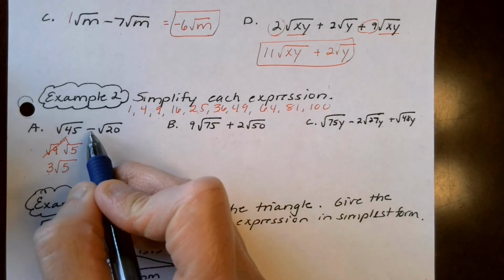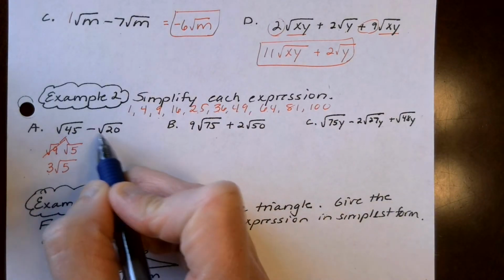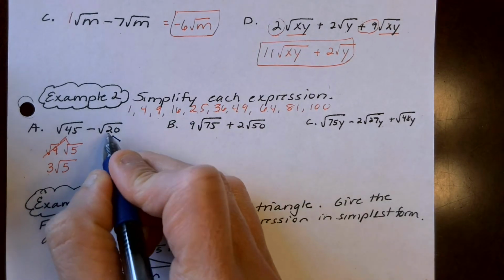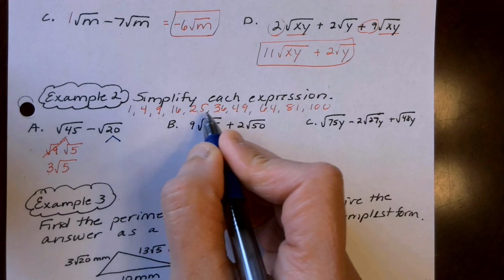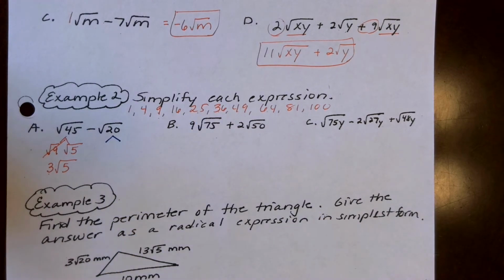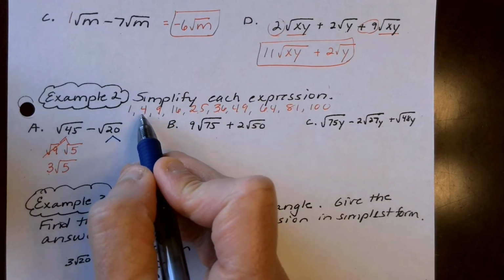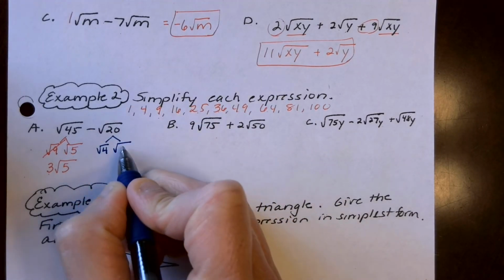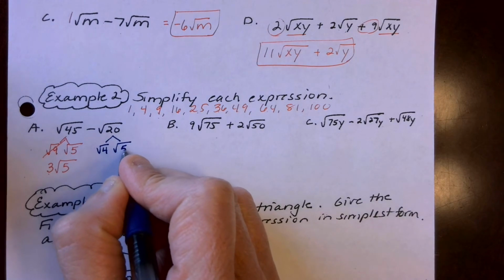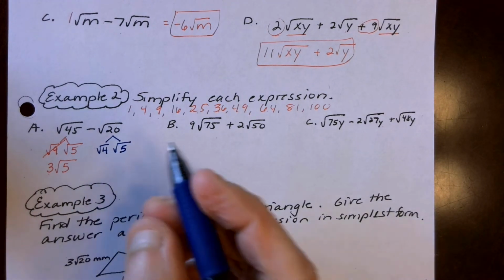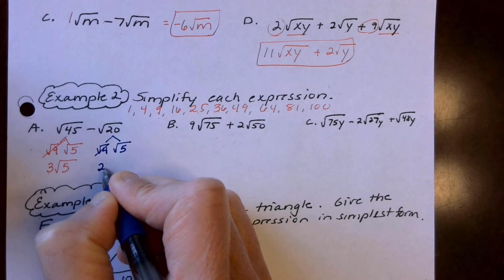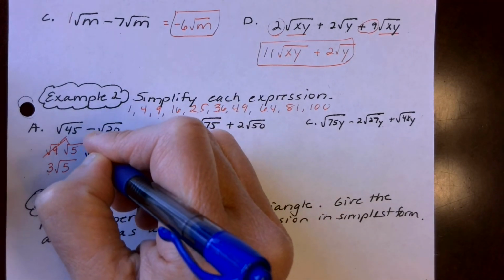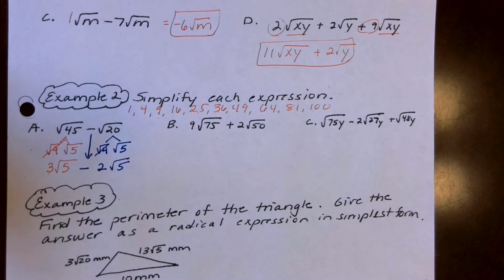Okay, because we have two different terms here, I'm going to use blue pen for this so we don't get these mixed up. So now I'm going to look at this. 20. Can you see any factors here of 20? That's right, the 4 is, isn't it? So square root of 4, and 4 times what gives you 20? 5. Great. Square root of 4 is 2. Square root of 5. This subtraction sign is still there.